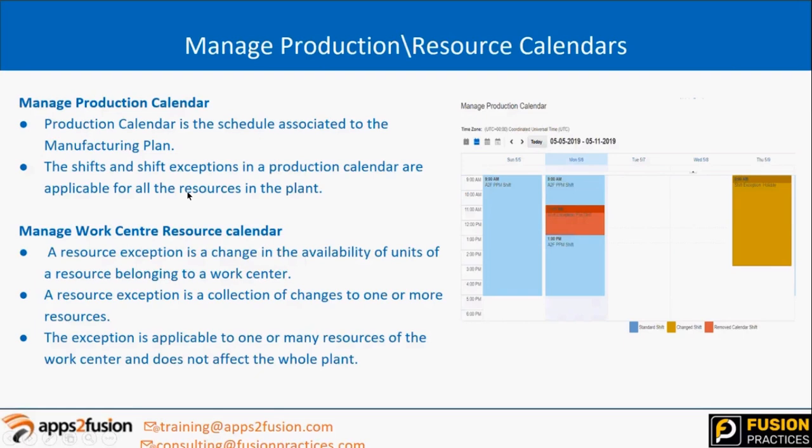So this is the production calendar which is associated with the manufacturing plant, and in the production calendar you can create shift exceptions. There is also something called a resource calendar, where we create resource exceptions. It could be that a certain set of resources have to attend specialized training. For example, only the resources which work on the lathe machine are going to get advanced training, so you can create a resource exception only for them.